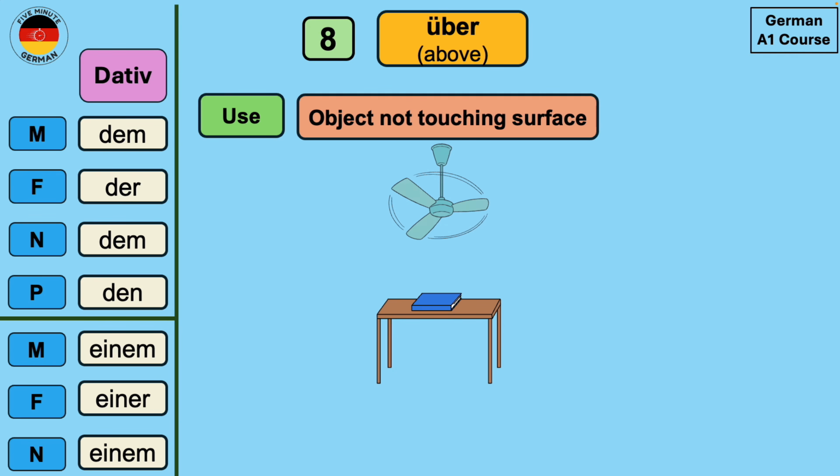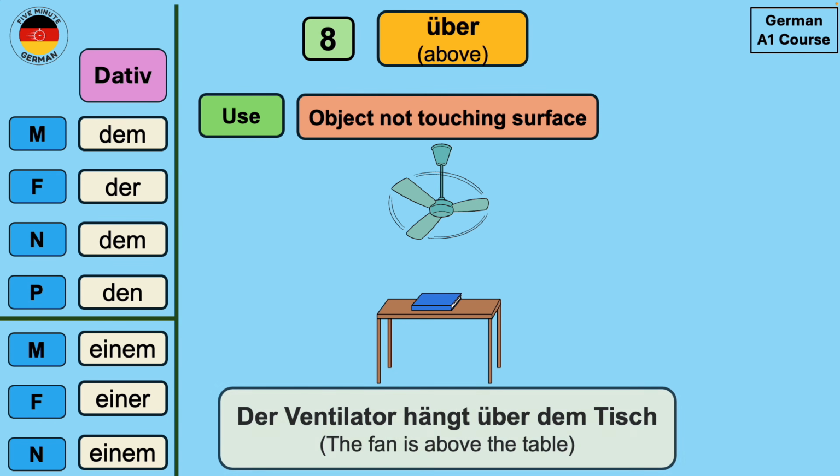Now if we have this fan, then we see it is above the table and it is also not touching the surface of the table. So we can describe it by saying, der Ventilator hängt über dem Tisch. The fan is above the table, or the fan is hanging above the table. And as with all the other prepositions, we again use the dative form of Tisch over here.